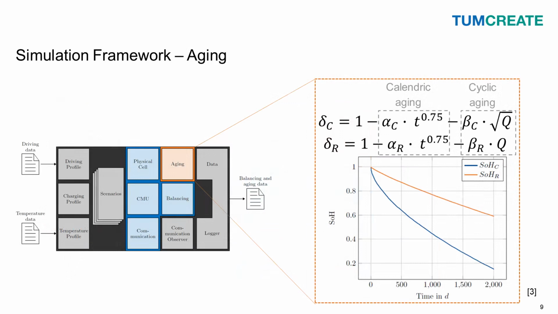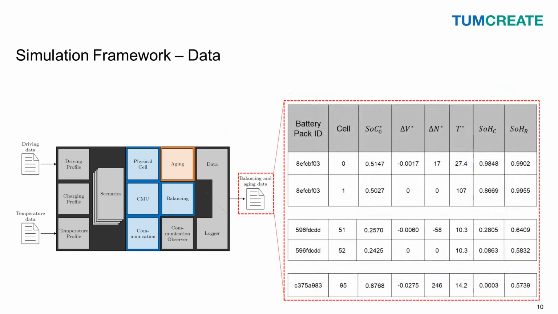A bit more detail about the aging model we've implemented. This is a model based on a publication from Schmalstieg, where they looked at battery cells over their entire lifetime and concluded this set of equations, which the capacity and the internal resistance follow. Based on these equations, the model calculates SOHC and SOHR.